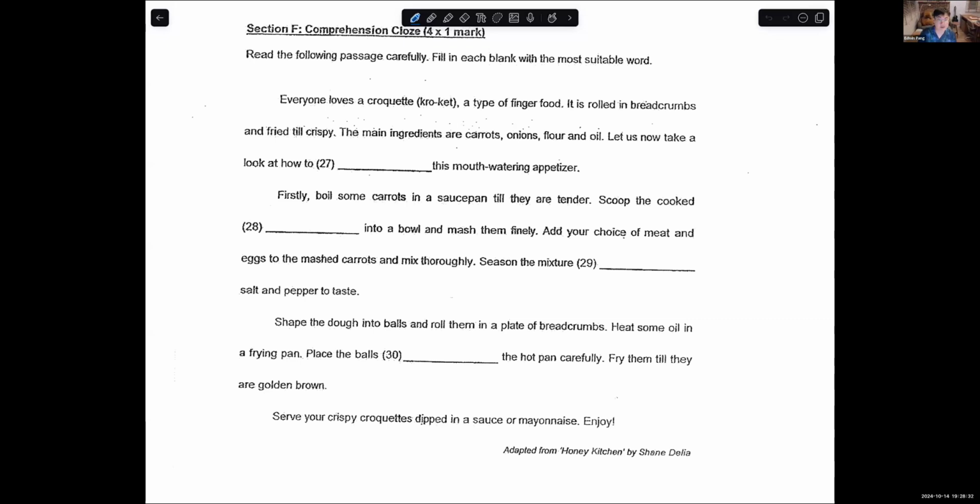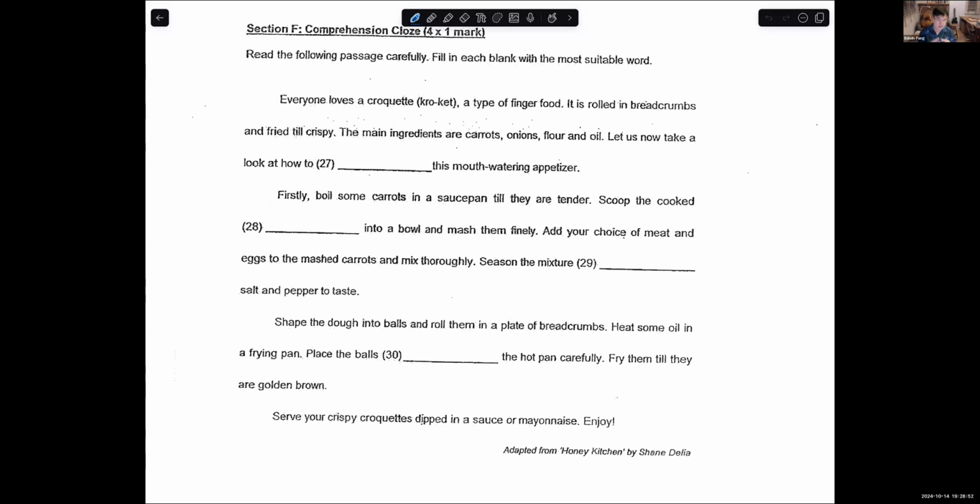You don't know what a croquette is, by the way? Okay, so now you will learn what a croquette is. It's a very delicious food that you can usually find in some Japanese restaurants. It's a deep fried Japanese snack, rolled in breadcrumbs and fried until crispy, right?